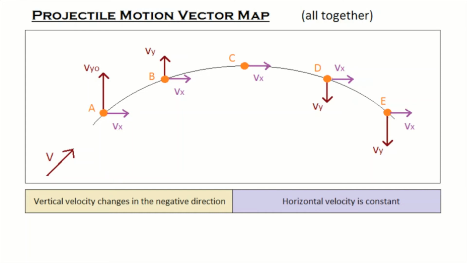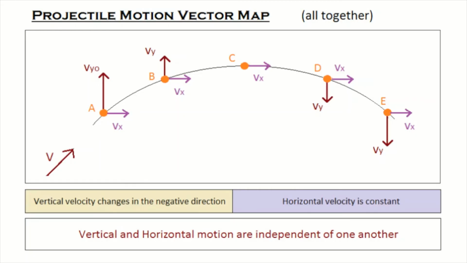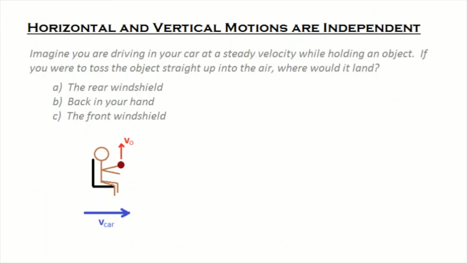We split these into their parts because independently they're easier to discuss. To do it all at once could be a little more complicated. Just know that these motions are independent of one another. Just because you change one does not mean that you change the other. Here's an example trying to explain that further about how they're independent.